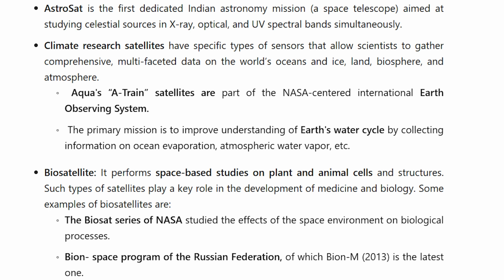Biosatellite: it performs space-based studies on plant and animal cells and structures. Such types of satellites play a key role in the development of medicine and biology. Some examples of biosatellites are: the Biosat series of NASA studied the effects of the space environment on biological processes. Bayan Space Program of the Russian Federation, of which Bayan M, 2013, is the latest one.